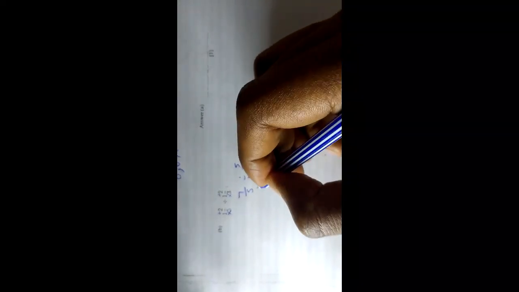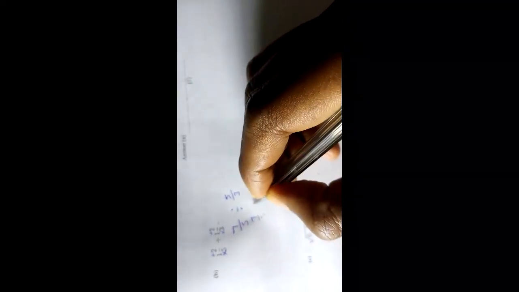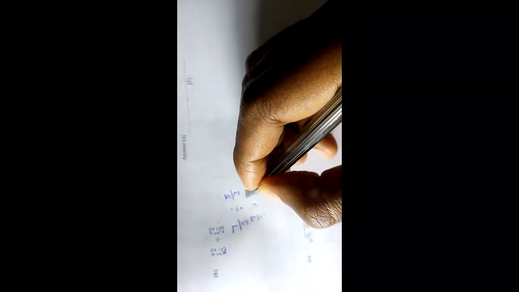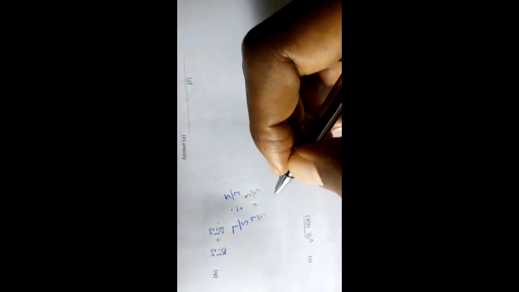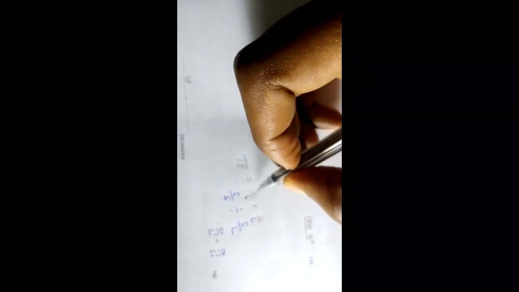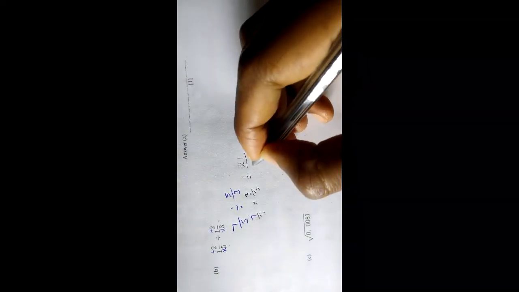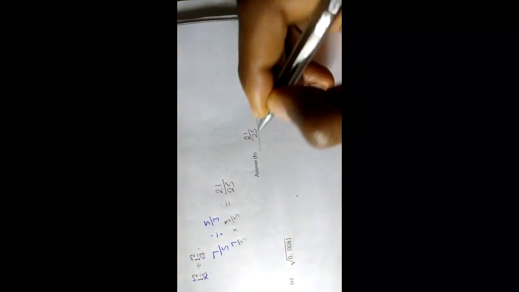And here, so this becomes 7 over 5 multiplied by 3 over 5. And this 7 multiplied by 3, this is 21 over 5 multiplied by 5, this is 25. So it is 21 over 25.